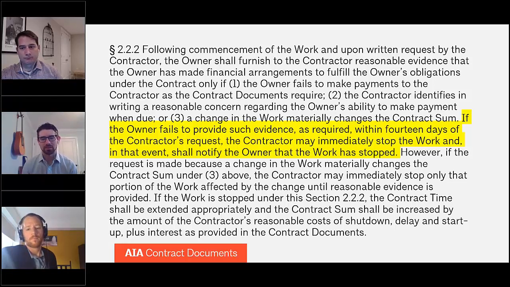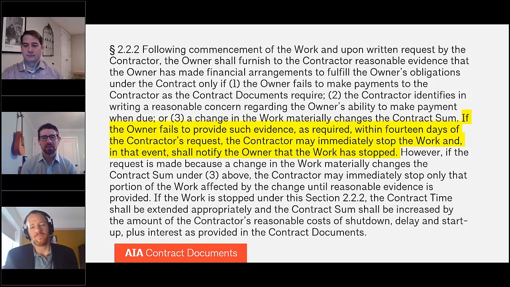The owner provides something, and I'll use a silly example just to get the point across. Like it sends over a two-word email that just says "we're good." And then the other extreme is a dozen banker's boxes full of audited financial records of the single purpose LLC that's financing this project, like the most you could ask for, right? So I think under the extremes, it's really easy to understand what happens.